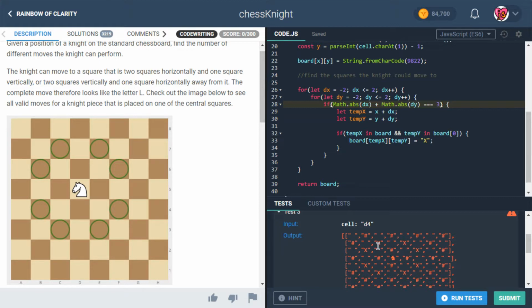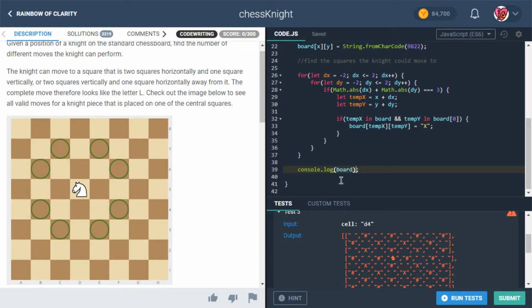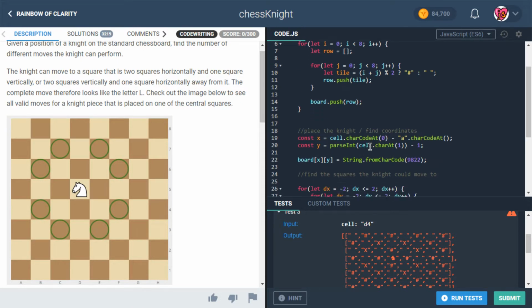All right, so that's looking good. It's looking awesome, actually. But the thing is, we're not passing any tests because we're not returning the thing that we're supposed to. So instead of returning the board, let's do a console log on that. So we'll say console.log(board), just so we can see it, just for fun, really. And what we actually want to return here is moves. How many moves does this knight have?